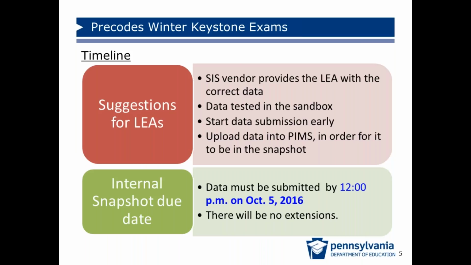So some important issues came up last year that we think might help you this year. It's important to work with your SIS vendor to make sure they can deliver the data that's required for the internal snapshot. Hopefully this has already been done. It's just me telling you that this should happen because we had some problems in the past.